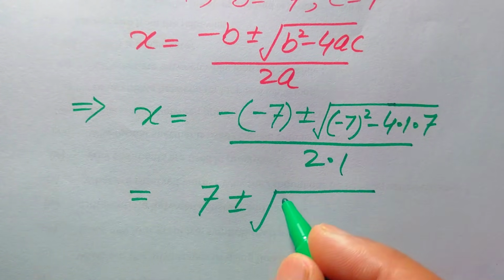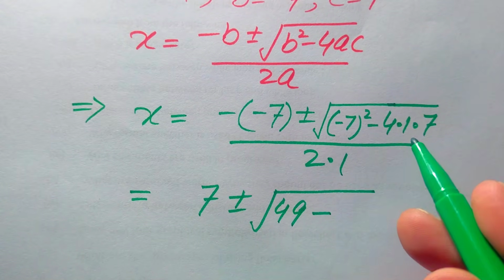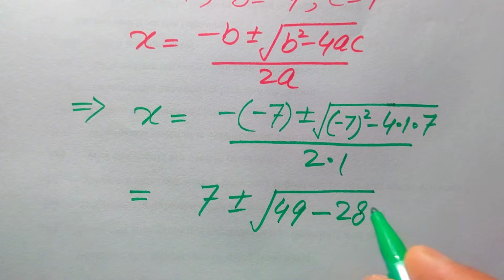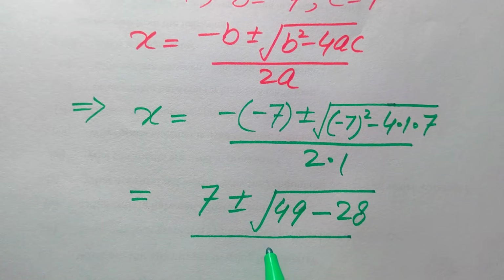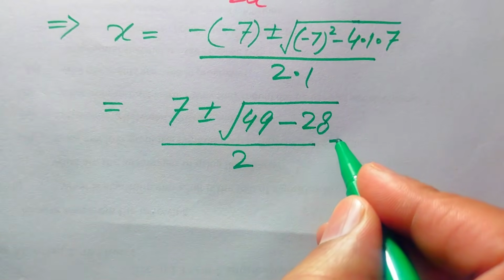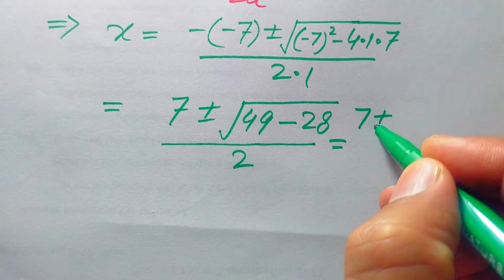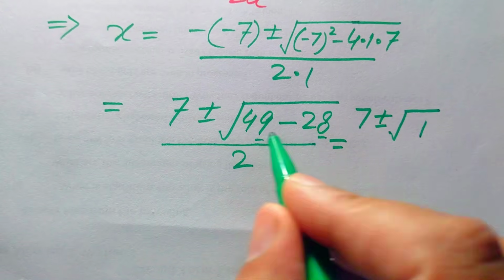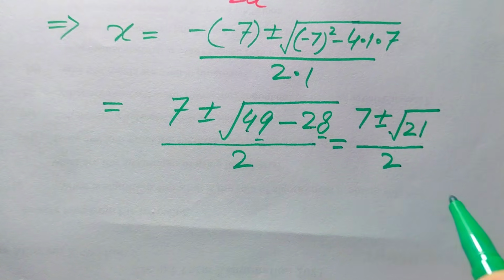So we need more simplification, and here minus times minus becomes plus 7 plus minus square root of minus 7 square, and minus 7 square becomes 49, minus 4 times 7 becomes 28, and it is divided by 2 times 1, which equals 2. So here we need more simplification, and now first we need to subtract the terms inside the square root sign, and we get 7 plus minus square root of 49 minus 28, and this is divided by 2.